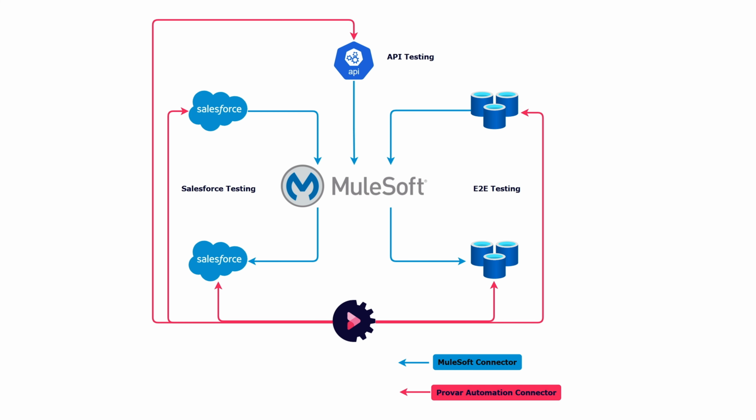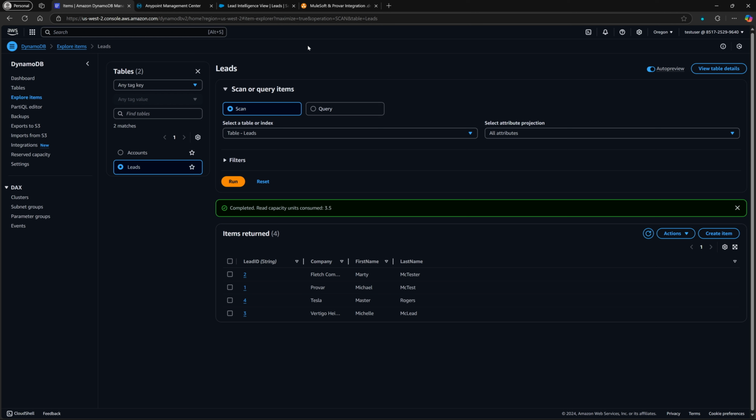So let's take a look at our database that we're going to be looking into. This is a Dynamo database that we're going to be utilizing throughout the course of this demonstration. This database contains 4 rows of lead data that's going to be synced into Salesforce.